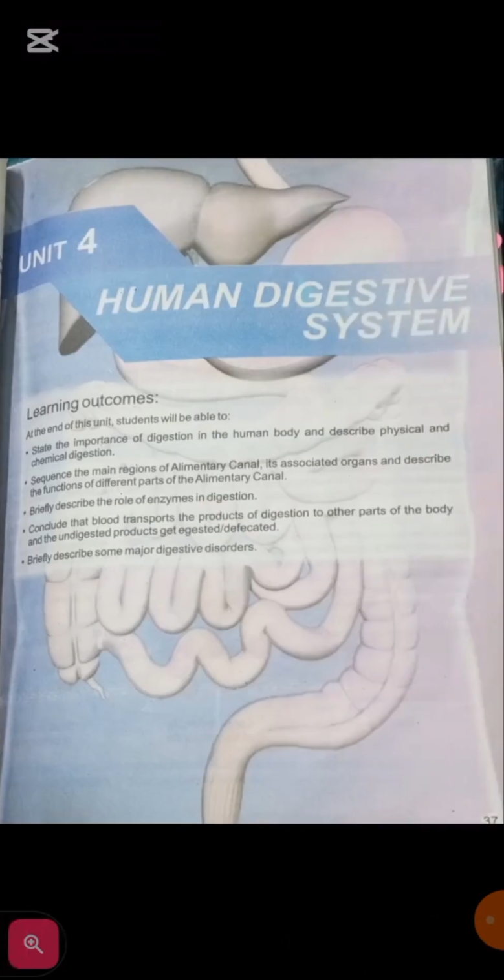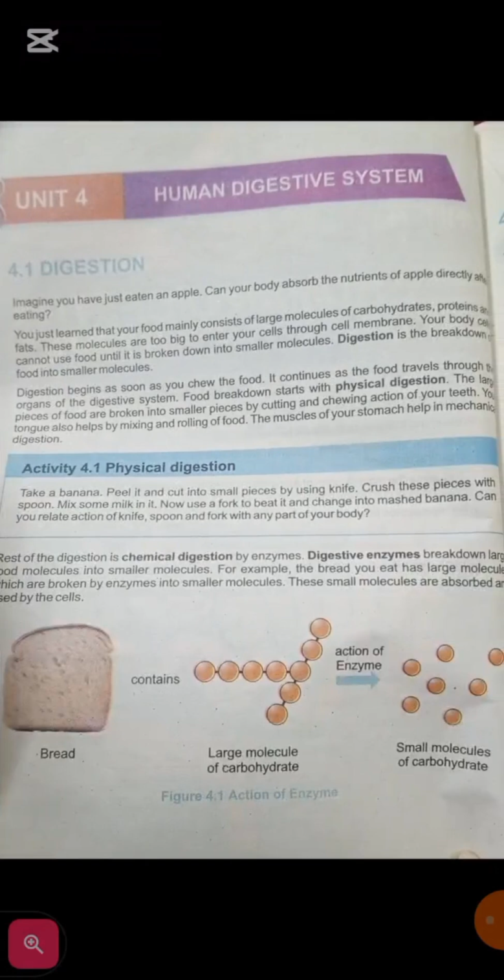Today we are going to start our unit number 4, that is human digestive system. After completing this unit, you will be able to know what is digestion, what are the different forms of digestion, and what are the different organs that are involved in digestive system and how these organs work. So let's start our unit, digestive system.